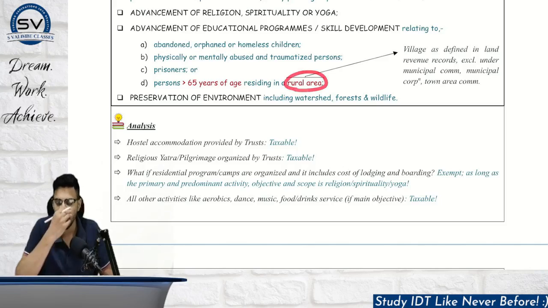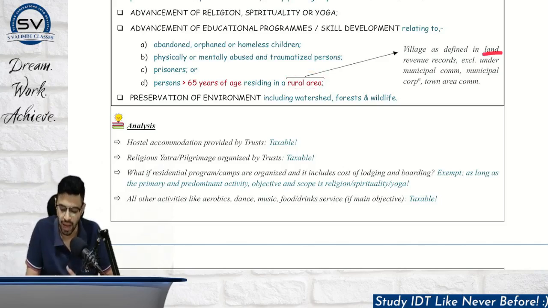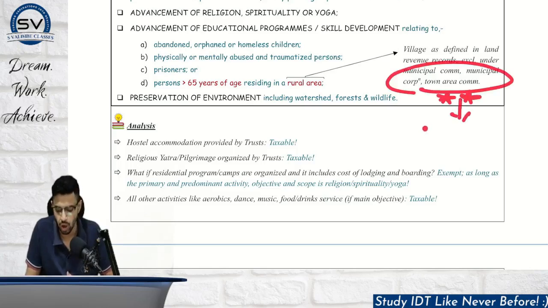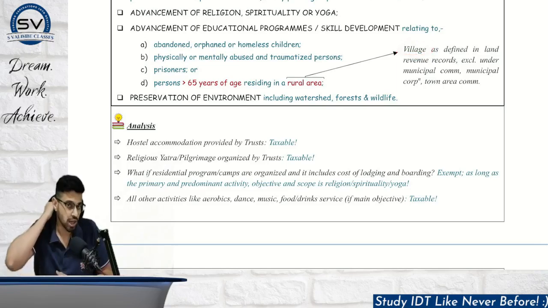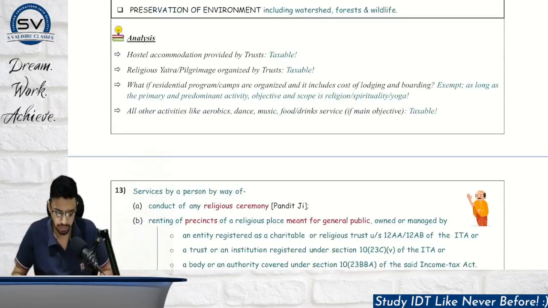What do you mean by rural area? Rural area basically means, as per the land revenue records, whatever is village, and we exclude municipal committee, municipal corporation, town area committee. When these kinds of committees and institutions come into action, that means it is not village. It is not rural. It is now urbanized. Whether something is actually a village or not, it will be given in your question.